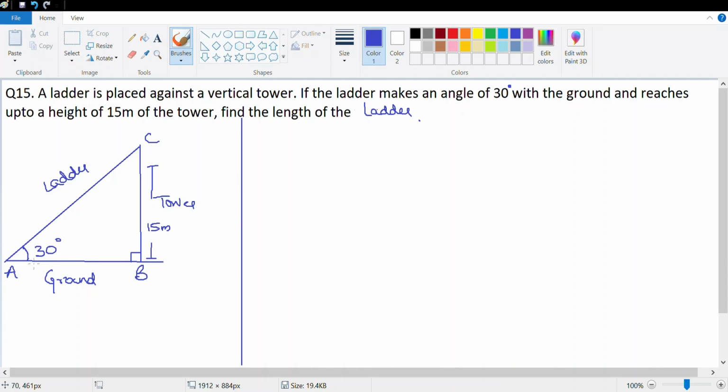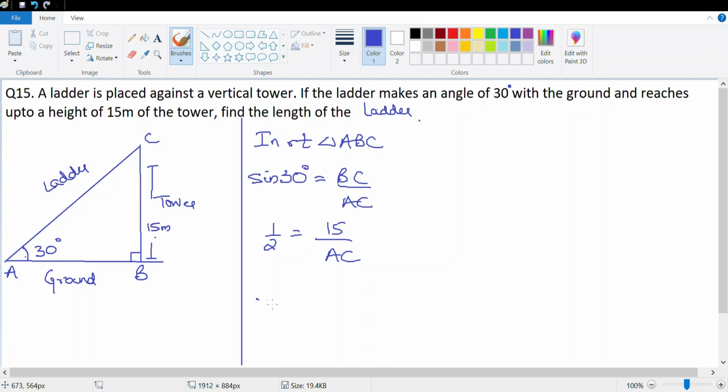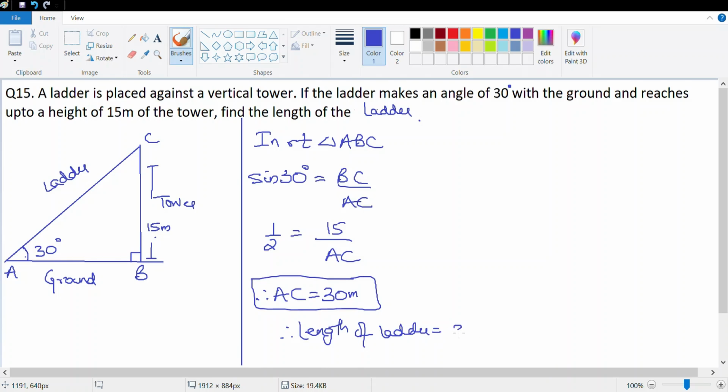Okay, so for this reference angle, this is perpendicular and this is hypotenuse, which means I am looking at sine. So in right triangle ABC, sine 30 degree is equal to BC upon AC. Sine 30 degree is equal to half, which is equal to BC, which is 15, and AC we do not know. Therefore, AC is equal to 30 meter. Therefore, length of ladder is equal to 30 meter.